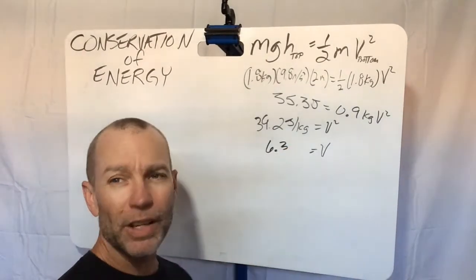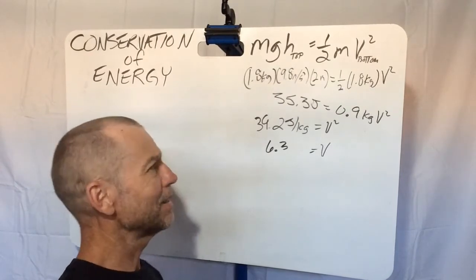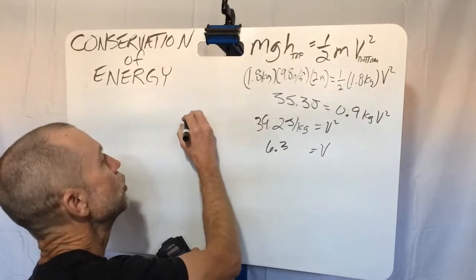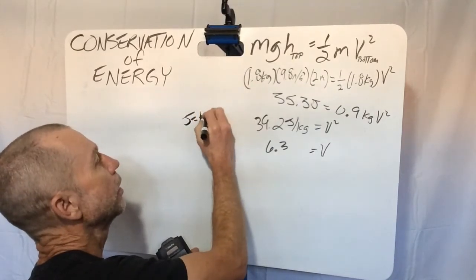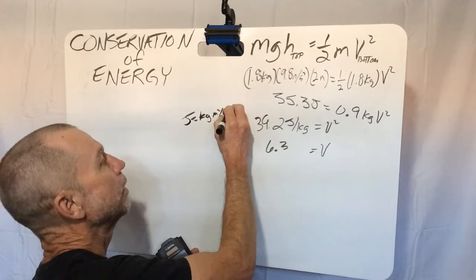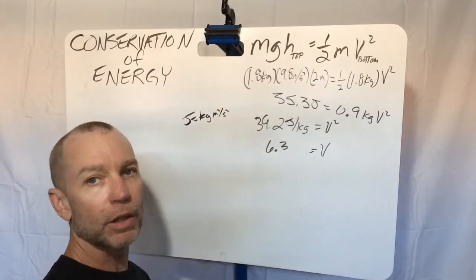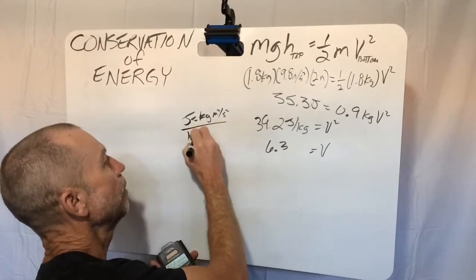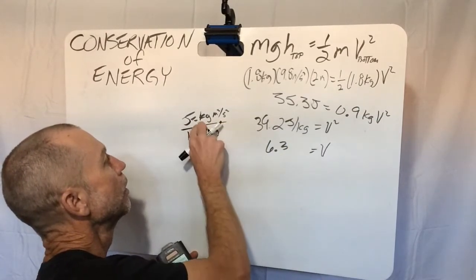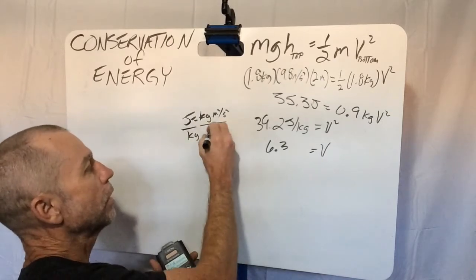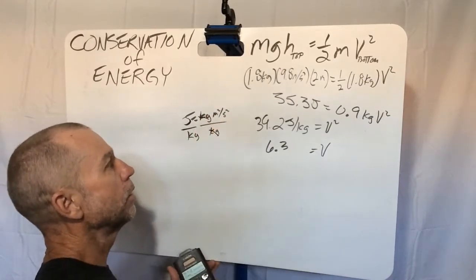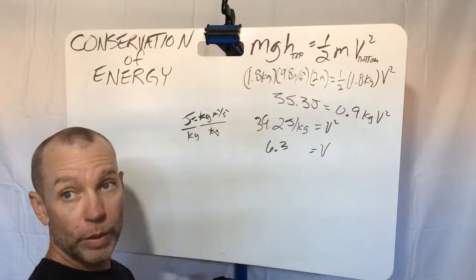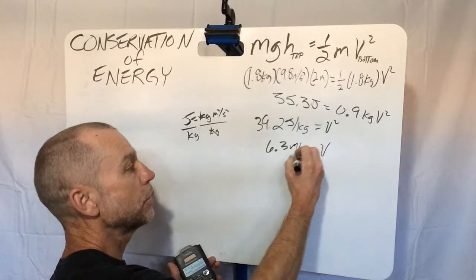Since it's velocity, we hope the units are meters per second. Let's see what happened. We had joules over kilograms. We knew from before that a joule is a kilogram meter squared over second squared. We got that with kinetic energy a long time ago. So if we have joules on top and divide by kilograms, the kilograms go away and you get meters squared over second squared.